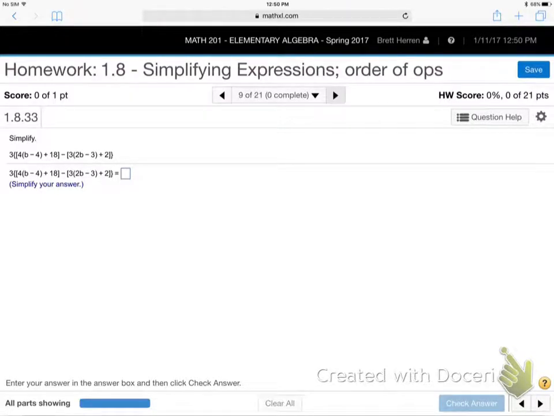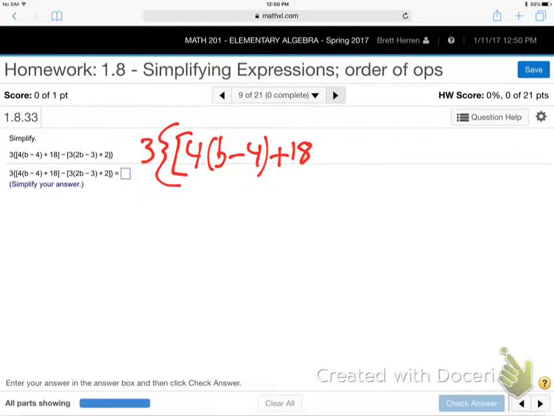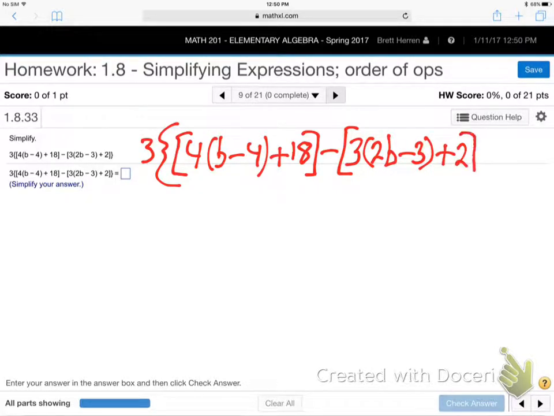Yeah, brackets are just another parenthesis. Exactly, and so is the curly bracket. So I'm going to write this out: 3, curly bracket, regular bracket, 4b minus 4. This is an exercise in carefulness. Plus 18, bracket, minus, bracket, 3, parenthesis, 2b minus 3, plus 2, bracket, curly bracket. Yeah, parentheses, brackets, curly brackets, they're all just parentheses. They're just fancy parentheses. They all do the same thing.